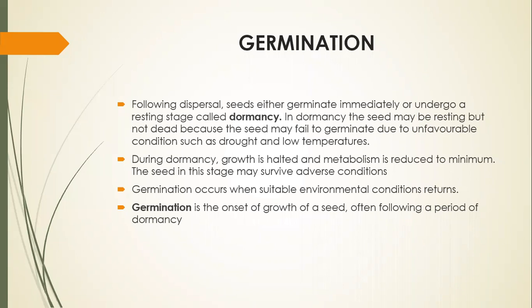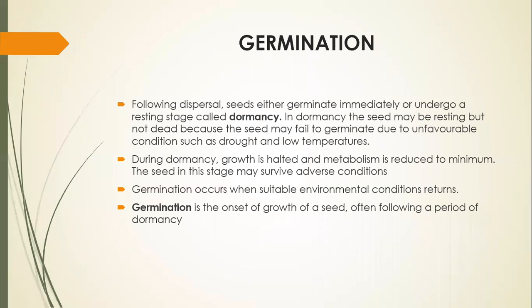It fails to germinate due to unfavorable conditions, such as drought, that is availability of water, and low temperatures. So when you eat the orange and you leave the seed, you notice that at the point in time, the seed coat becomes very dry. Now, it's undergoing a period of dormancy. Now, this period of dormancy is when the growth of the seed is halted. It has been halted.